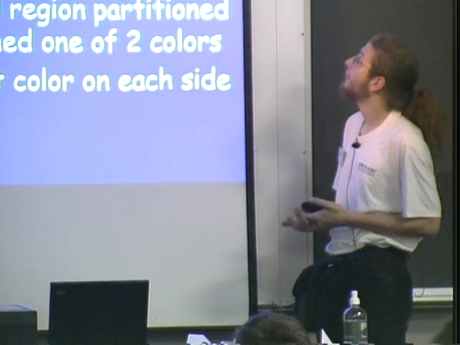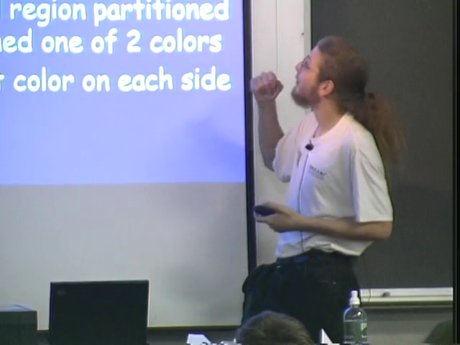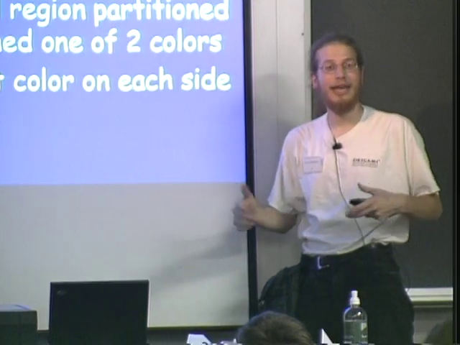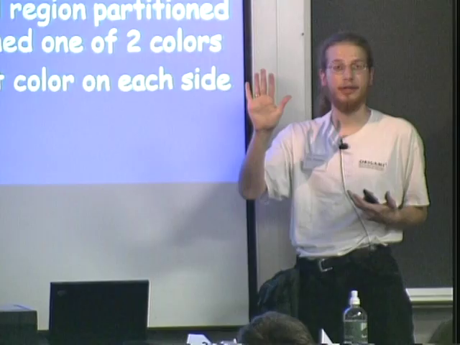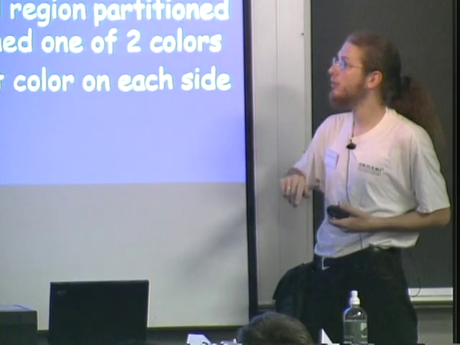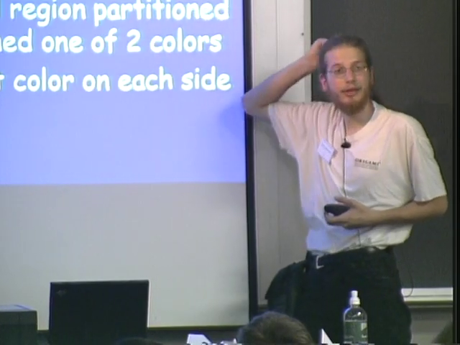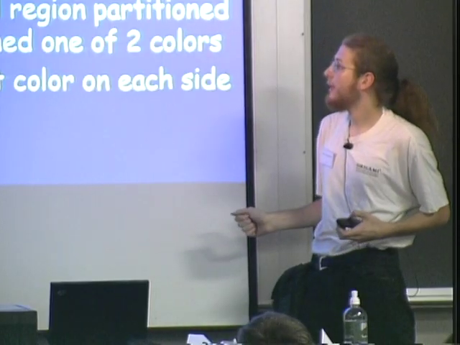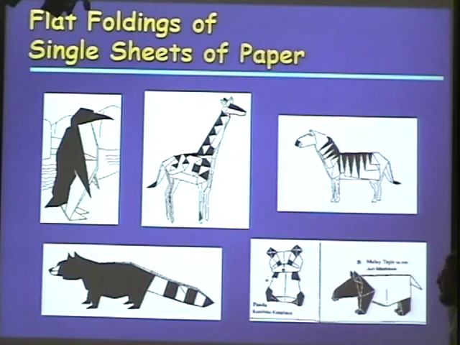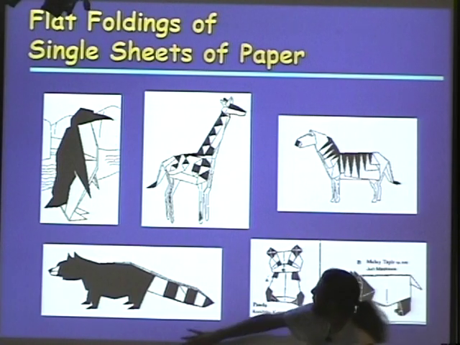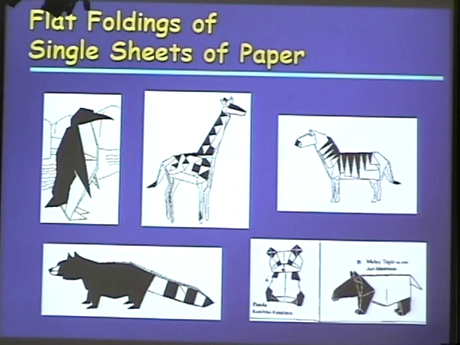A harder problem, as we encountered yesterday, is I want to fold a zebra or any two-color pattern. So I give you a polygon. I subdivide it into regions, some of which are colored black, others colored white. I give you a piece of paper that's white on one side, black on the other. Can you fold it? Which two color patterns can be folded? And this has been looked at a lot in the origami world. These are a bunch of examples by John Montroll and some Japanese origamists.